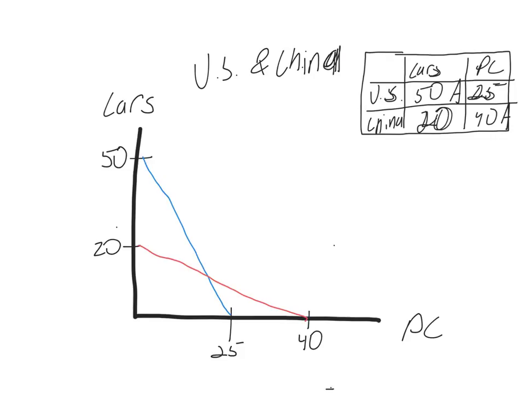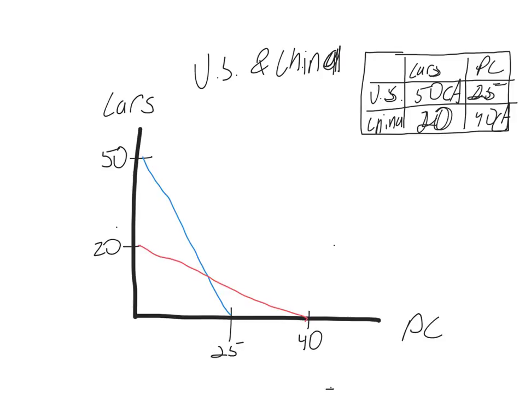So China has a comparative advantage in making computers. But for China, for every car they make, they lose 2 computers. So the U.S. has the comparative advantage in making cars.